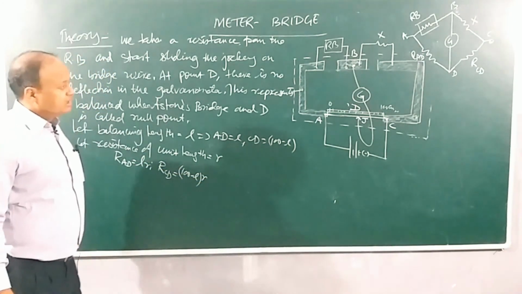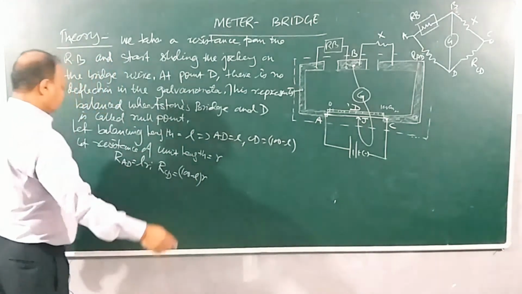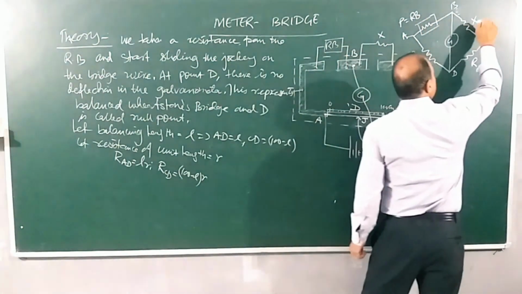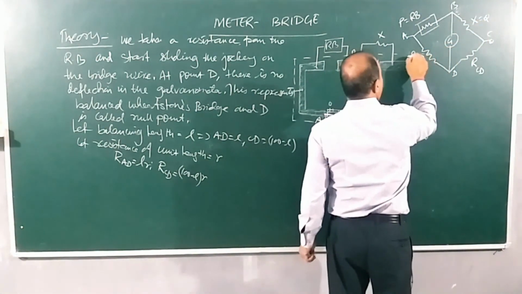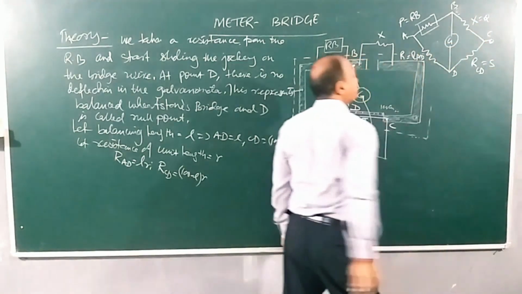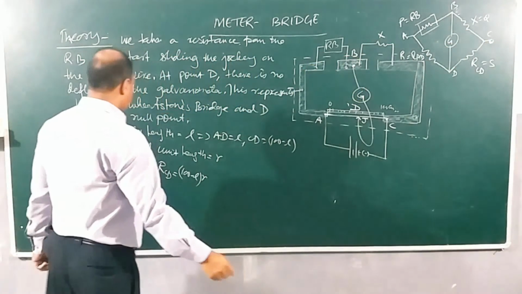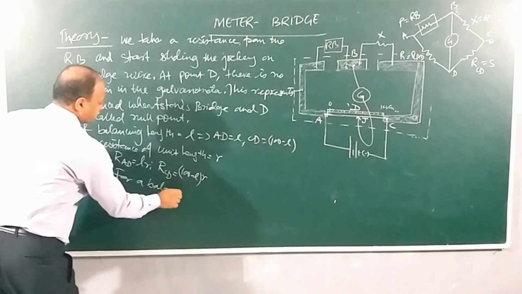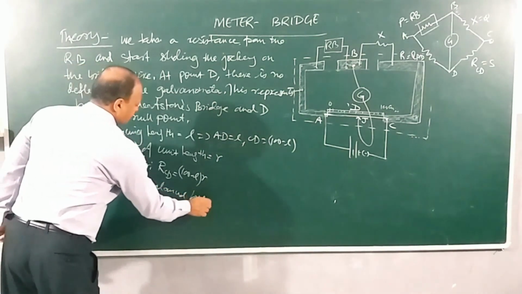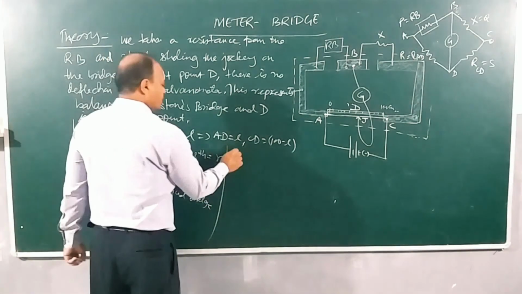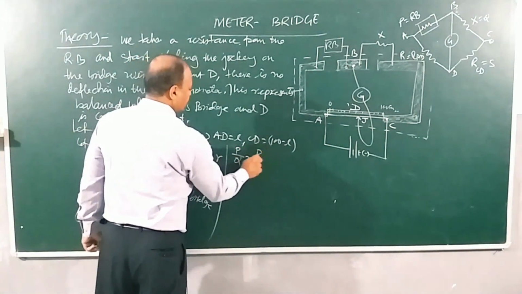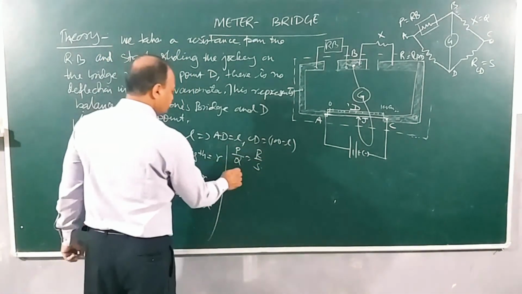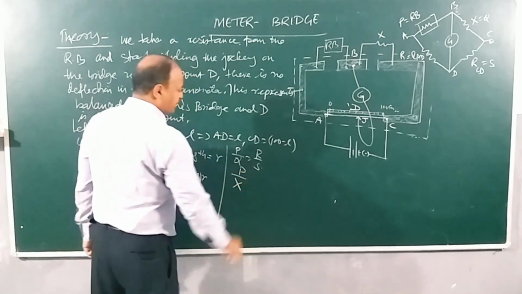Now, since the bridge has been balanced, I will regard this as P, this as Q, this as R, and this as what? S. Clear? So for a balanced bridge, I will be using the condition now, children. The condition is P by Q is equal to R by S. We have taken P as the known resistance. So P is P. Q is X, which I want to calculate.